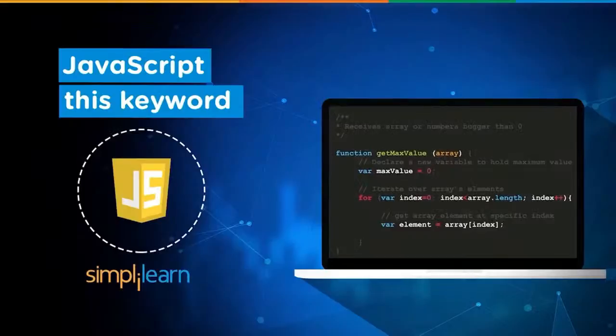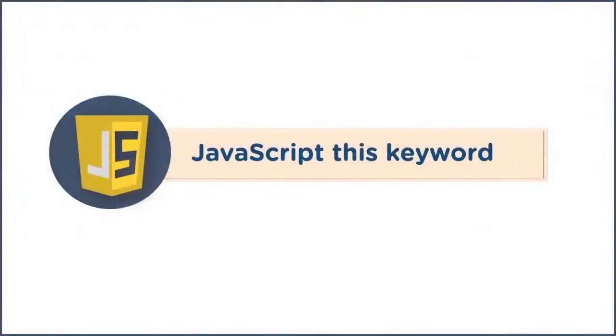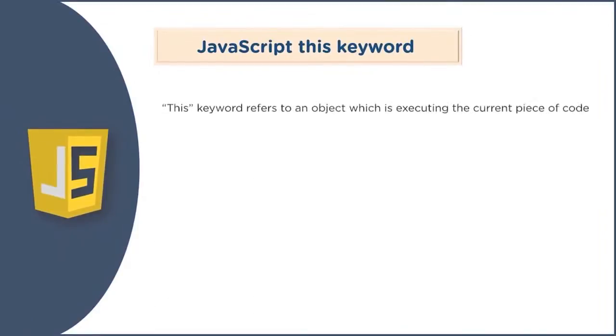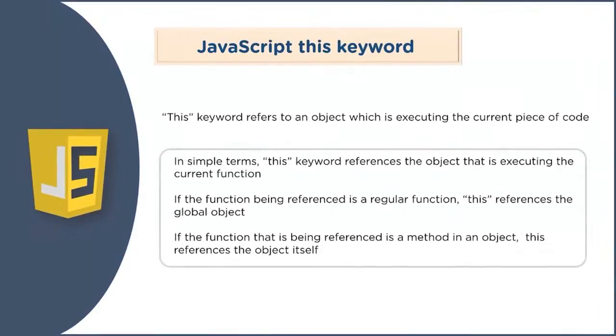We're going to be learning all about the JavaScript this keyword. So without further delay, let's jump right in. You must have heard about the this keyword several times. In JavaScript, the this keyword basically refers to an object which is executing the current piece of code. In simple terms, the this keyword just references the object that is executing the current function. Now, if the function that is being referenced is a regular function, then the this keyword references the global object. Alright, I'm sure it must be a little tricky at the moment, but please hold on.